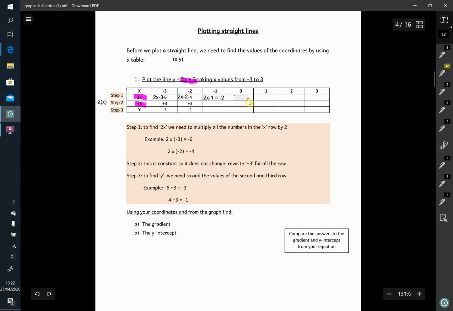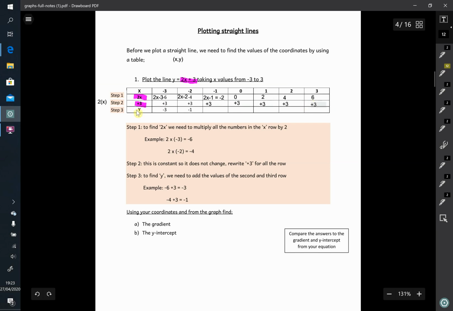Here, 2 times 0 is 0. 2 times 1, 2. 2 times 2, 4. 2 times 3, 6. And then over here I have +3. So all I have to do is +3, +3, +3, +3, and the last one plus 3.